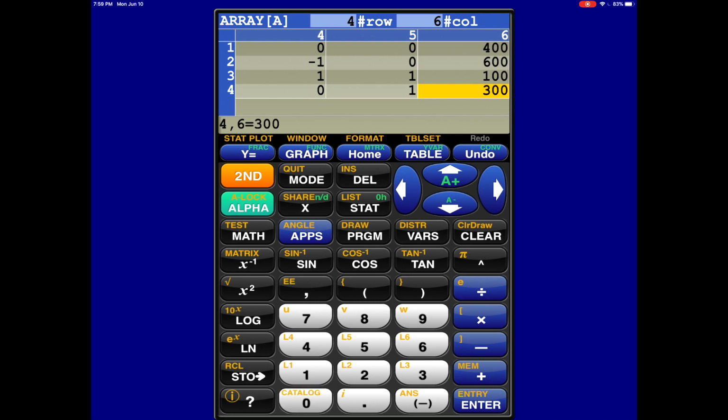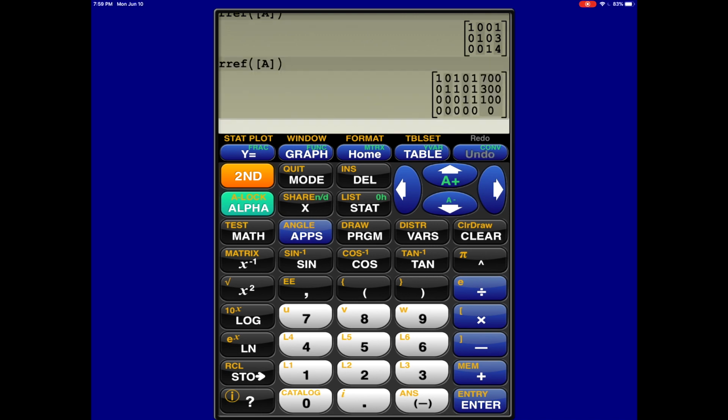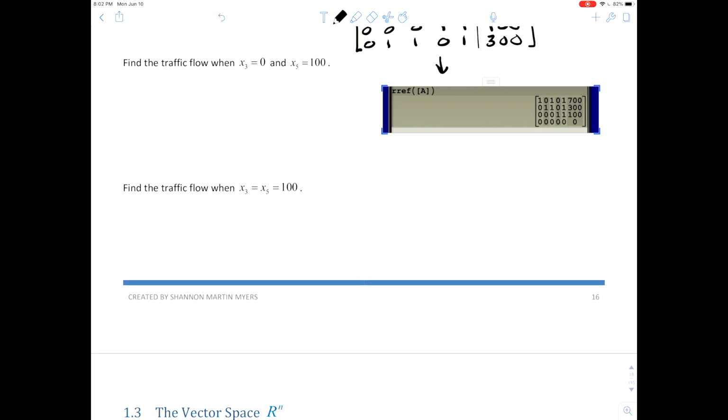So remember, what do we do now? Beautiful. Second quit. This is the cool part. If you hit second entry, it brings up the command from last time. So we've edited matrix A. So this saves you from having to go back into the matrix menu, which I think is cool. So this is our matrix here. So notice that we've got a dependent system. Okay, so now we've got our reduced row echelon form.